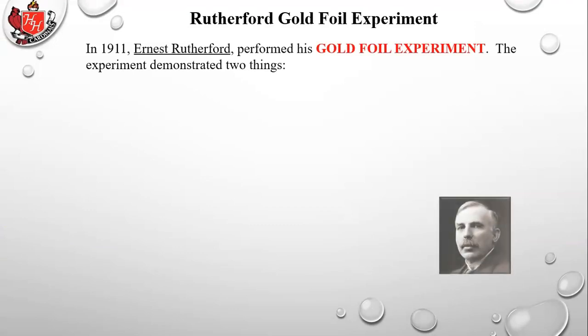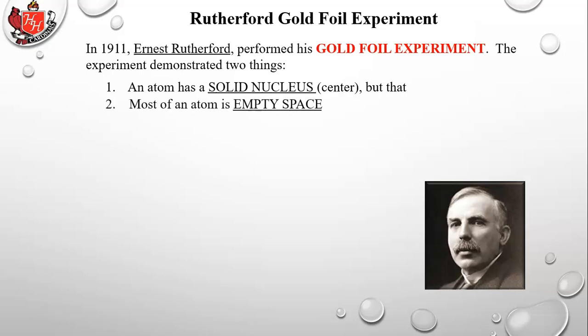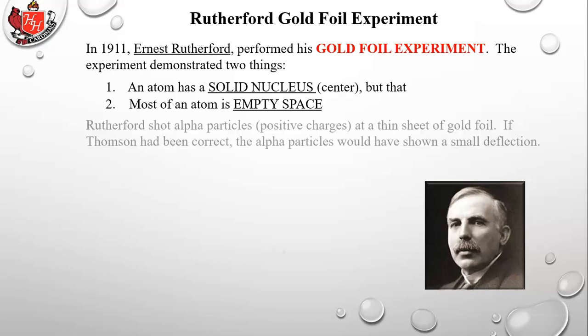In 1911, Ernest Rutherford performed his gold foil experiment. The experiment demonstrated two things. One, an atom has a solid nucleus center, but that most of an atom is empty space. In other words, it's not this big, soft, squishy, positively charged sphere. It's basically a solid, positive nucleus, very small, very solid, where all the positive charge is, and the rest of the atom, where the electrons are, is empty space.